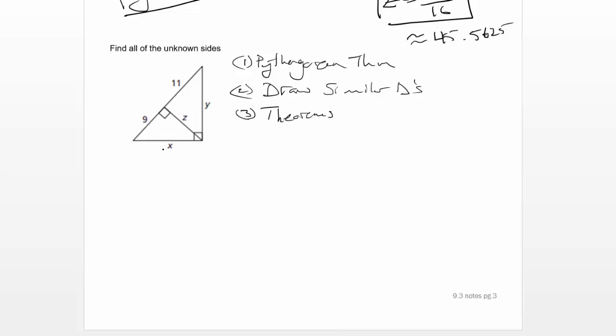The thing that jumps out to me is the altitude z, and I know the 2 parts of the hypotenuse. That jumps out at me as that first theorem from today. So I'm going to find z first in this case, because I know that this part of the hypotenuse divided by the altitude is the same as the altitude divided by the other part. Or z squared is equal to 9 times 11, which is 99. z is the square root of 99. If you use a factor tree, you can show pretty quickly that this is 3 square roots of 11. So z is 3 times the square root of 11.